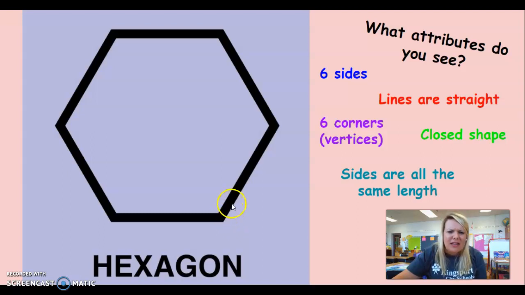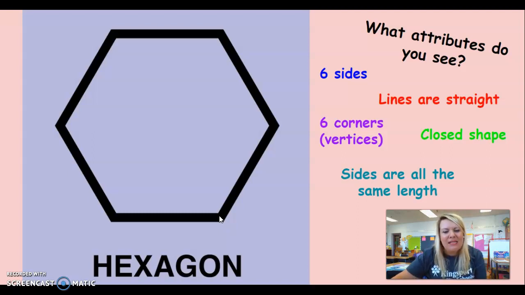Let's look. I'm noticing that these sides, when they come together, make a point or a corner. It's also called a vertex. We're going to count the corners together. Count with me. 1, 2, 3, 4, 5, 6. A hexagon has 6 corners or 6 vertices.